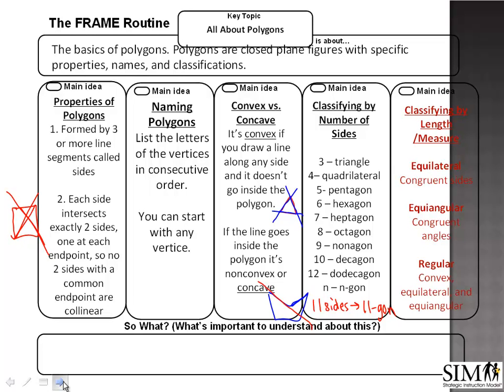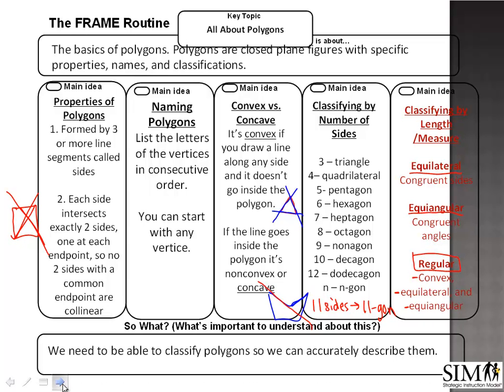If we have an equilateral figure, it tells us our sides are congruent. Equiangular tells us we have congruent angles. And regular tells us a few things. If it's regular, that means it's convex, it's equilateral, and it's equiangular. So if you see a word problem that says a shape is regular, you know all 3 of those things are true about that shape.